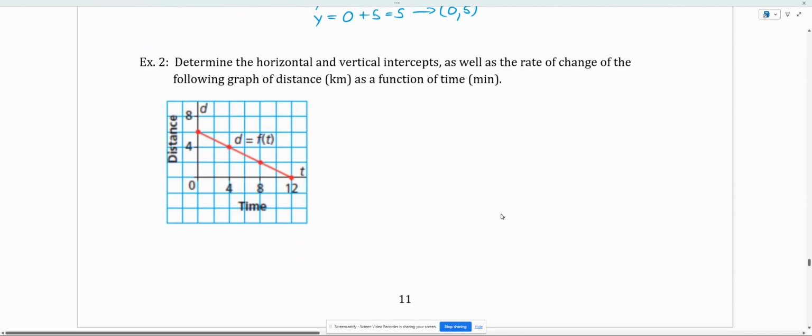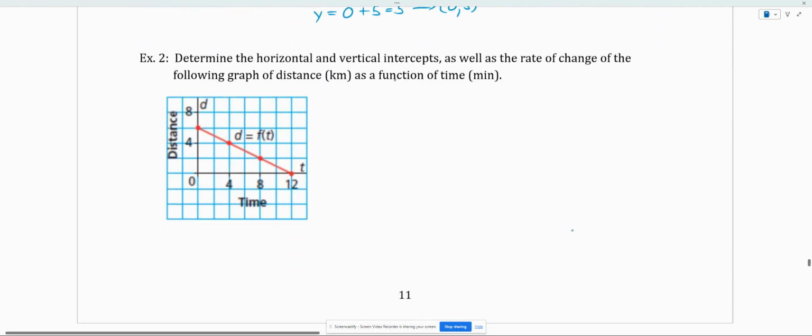All right. Let's take a look at this. We want to find the horizontal and vertical intercepts as well as the rate of change in this graph right here. Well, let's first find our horizontal intercept. We can just read that right off the graph. If I'm looking at my horizontal axis, this is at t equals 12.